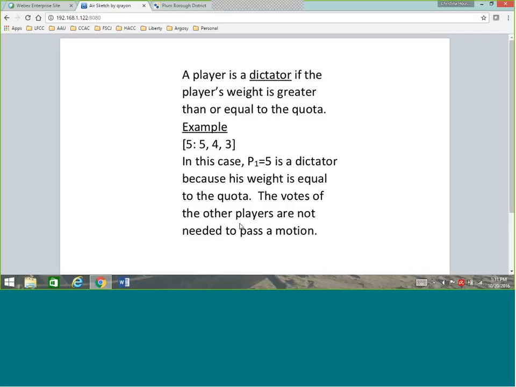So a player is a dictator, some more vocabulary, if the player's weight is greater than or equal to the quota. In this case, player 1 has a weight of 5, and the quota is 5. So player 1 is considered a dictator because basically if player 1 wants the resolution to pass, all player 1 has to do is vote for the resolution and it gets passed, because player 1 has a weight that's greater than or equal to the quota. The votes of the other players aren't needed to pass the motion, so that's why it's called a dictator situation. So in this case, player 1 would be a dictator.